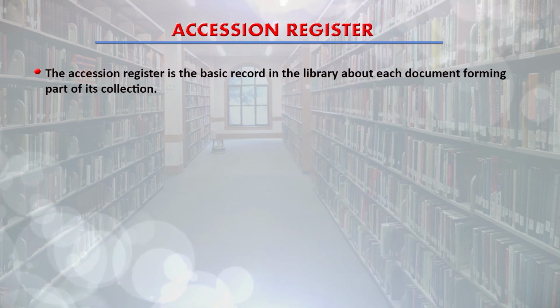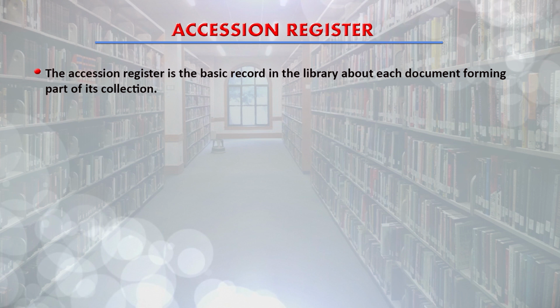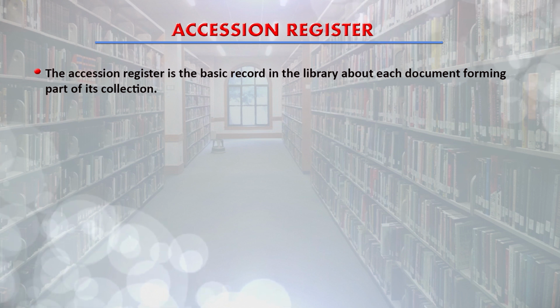The accession register is something which is the first step we should understand. Now the accession register is a document. Normally it is a hardbound document. So that is a basic record-keeping activity for the libraries.